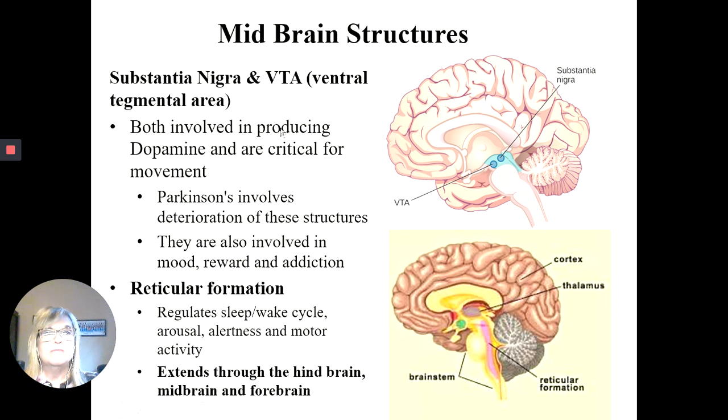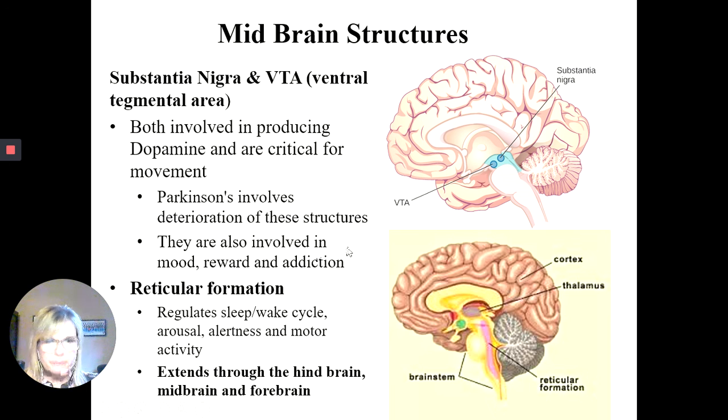But we have learned that both of these areas, the substantia nigra and the ventral tegmental area, are involved in the production of dopamine and are also critical for movement. We know that in Parkinson's patients, this part of their brain is actually deteriorating. We know that they have lower levels of dopamine and that they also have difficulties with movement as well. But the other interesting thing for us in psychology is that these 2 areas are involved in mood, reward, and addiction.